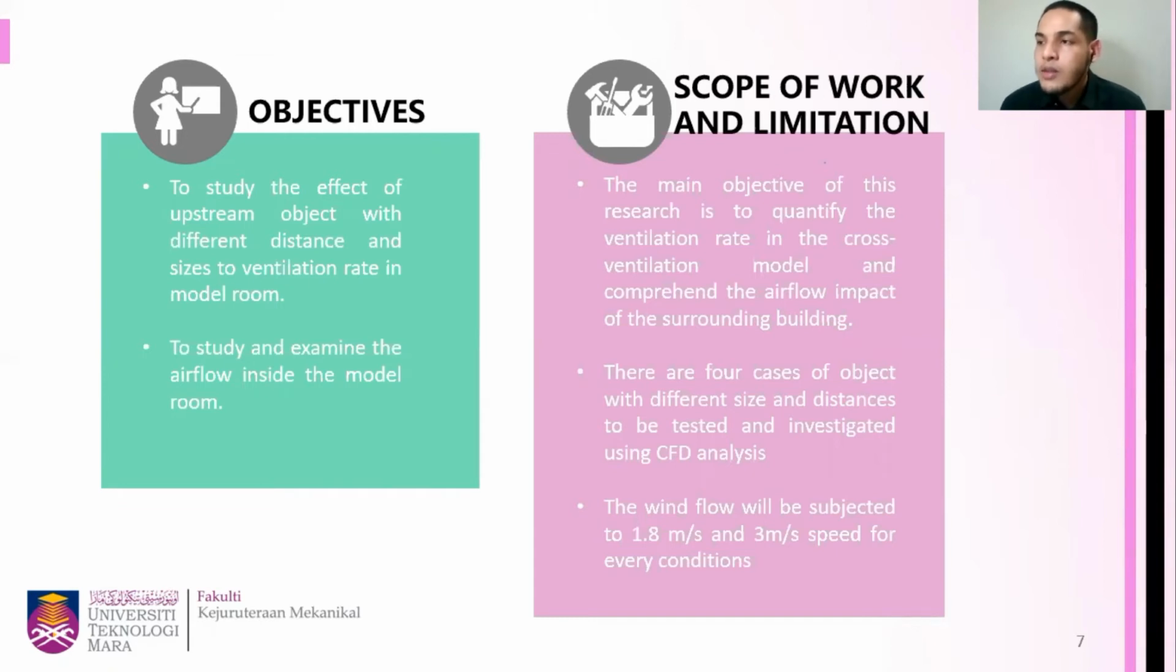The size of the upstream object will be the same as the model room in the first case, and the distance to the model room will be 4 meters. In the second case, the upstream object will be larger and at the same distance as in the first. The size of the upstream object and the model room will be the same in the third case, but the distance between them will be reduced to 2 meters. For the final case, the size of the upstream object will be increased to match the dimensions of case number 2, with a gap of 2 meters between them. The wind flow will be subjected to speeds of 1.8 meters per second and 3 meters per second for every condition.